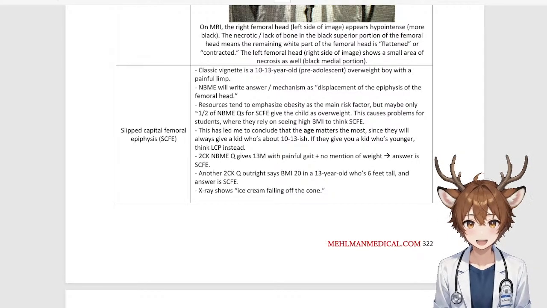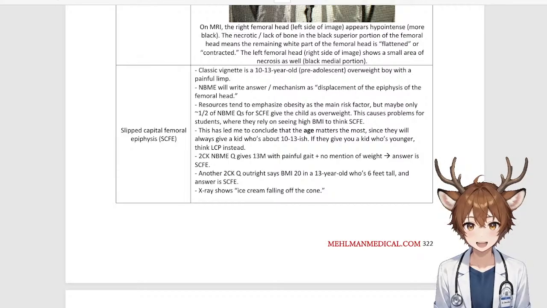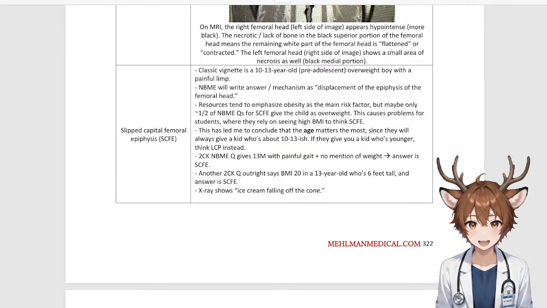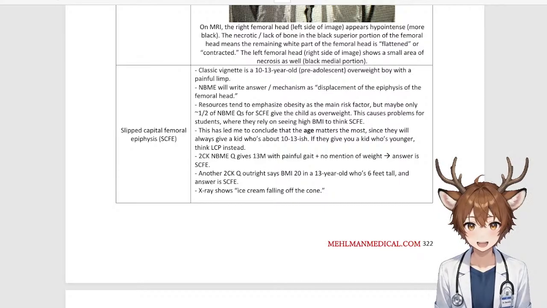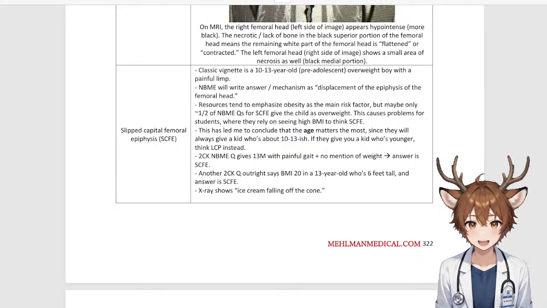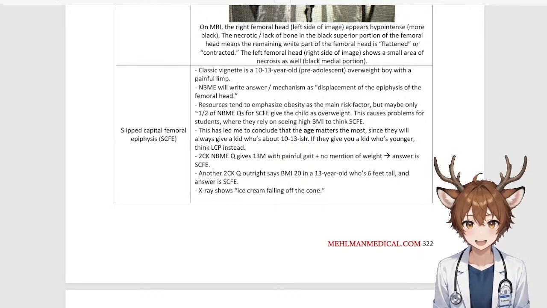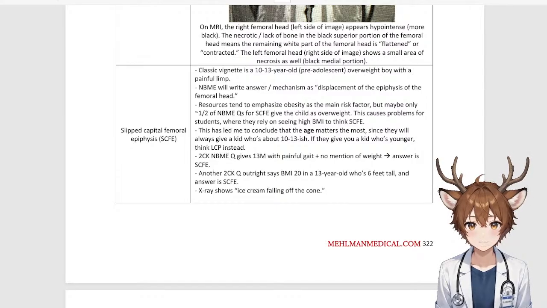This has led me to conclude that the age matters the most, since they'll always give a kid who's about 10 to 13-ish. If they give you a kid who's younger, think LCP instead, which is Legg-Calvé-Perthes disease. So if it's younger than 10, start thinking Perthes. If it's 10 to 13, think maybe it's SCFE, slipped capital femoral epiphysis.